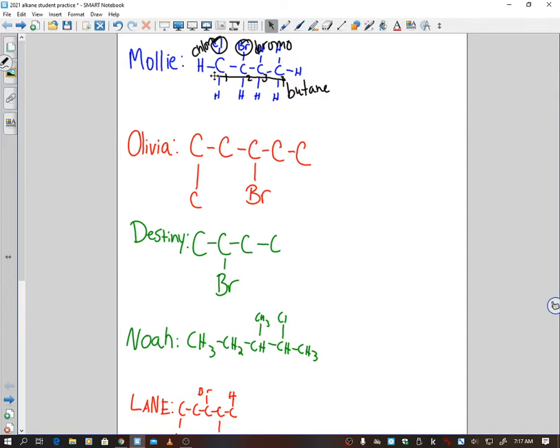Now I can number backwards because this is in 3D space, so I could pick this whole chain up and flip it. So I could number either way that I want to, but I'm going to number closest to this branch here that I have coming off. So now when I name this, I've got chloro, I've got bromo, and I have butane. And I'm going to name butane, the long chain, so it goes at the end. But my two branches, I'm going to go in alphabetical order.